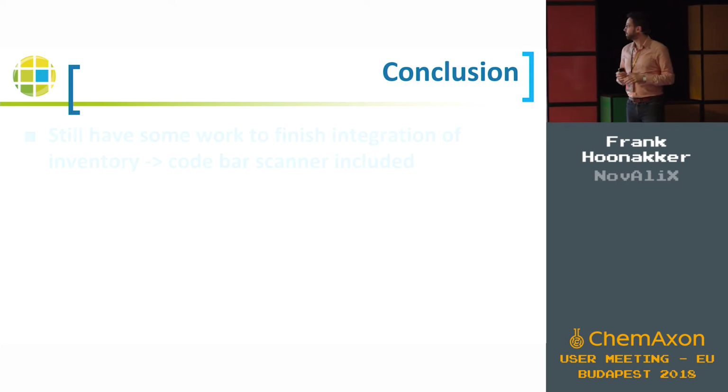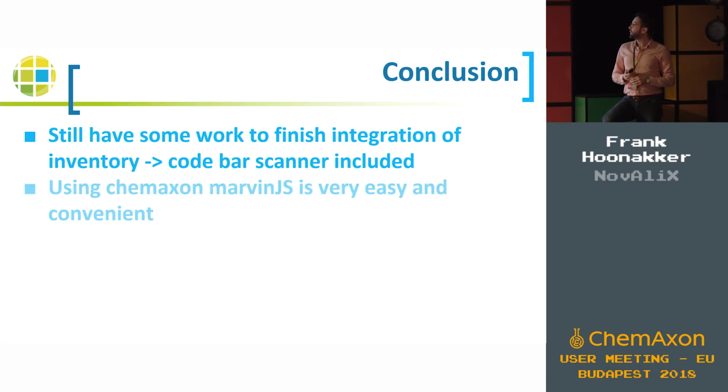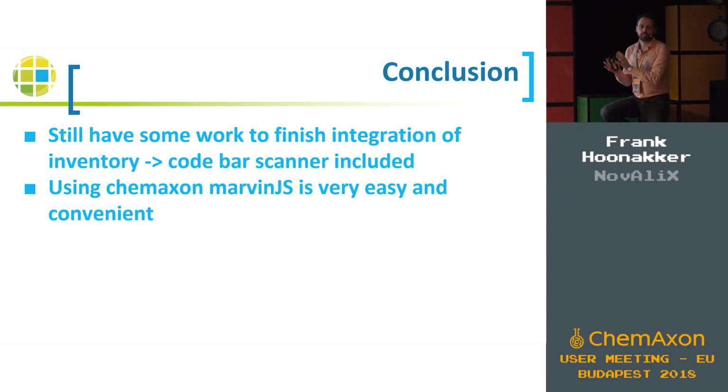So as a conclusion, and I still have a lot of time, so I was fast. We still have some work to do to finish the integration of the inventory, because at NovAlix they had their own inventory, we had our own, and we have to mix both information. They also want to add some bar scanner. Using ChemAxon was very easy and convenient. I mean, in the whole project, the challenges weren't in using ChemAxon. They were in some other things and in pleasing the users.